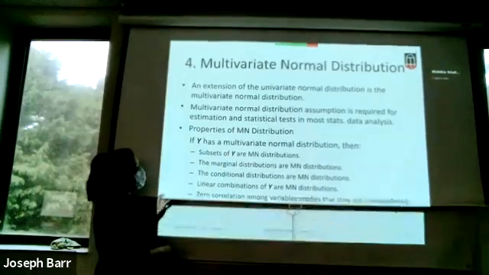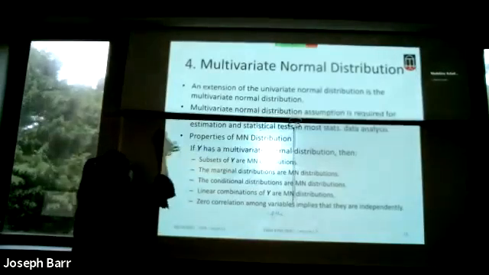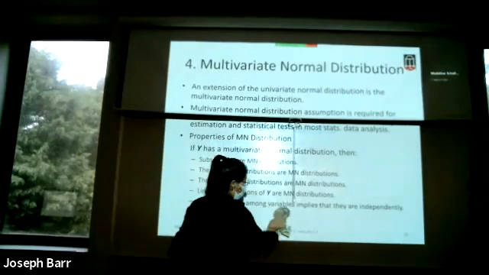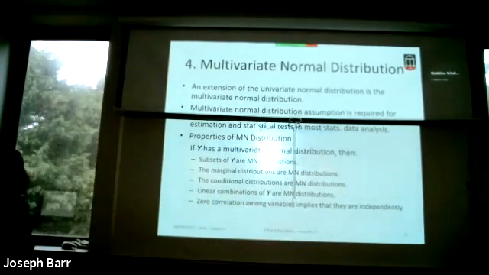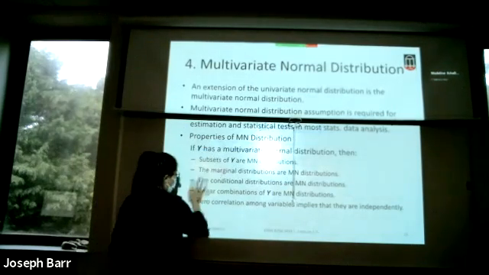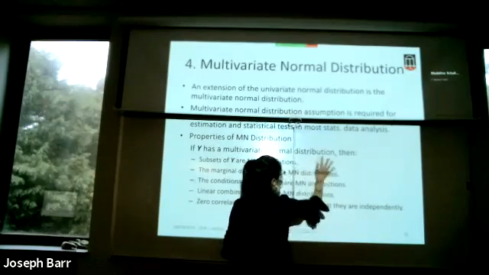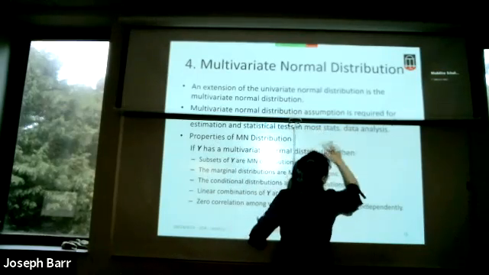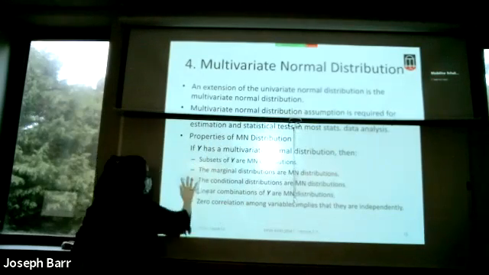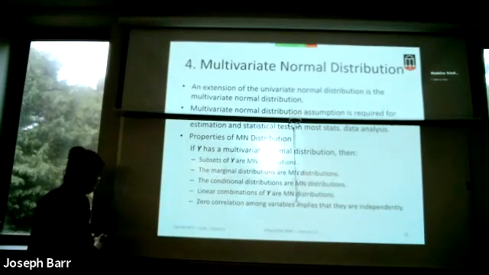What are these? Let me show you some good properties of the multivariate normal distribution. Now we have more than one random variable. Suppose we have n random variables considered. So the y here is a vector, not a scalar anymore.